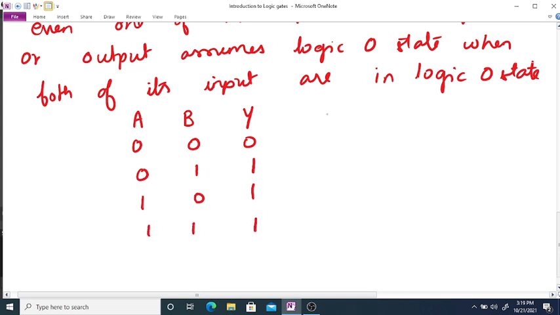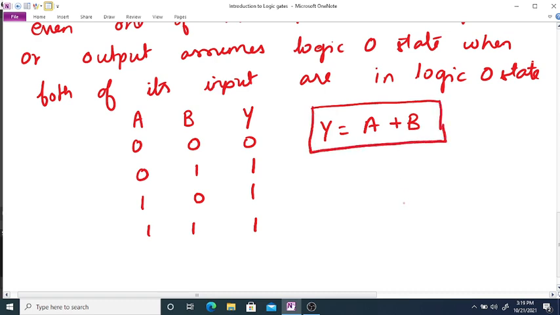So, here we get the Boolean expression as Y is equal to A plus B. This is the Boolean expression for OR gate, and the symbol used for OR gate is of this type. Inputs A and B and output Y, which is equal to A plus B. So, this will be the symbol used for OR gate.